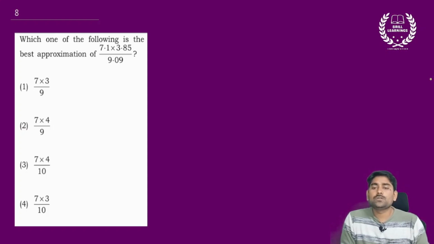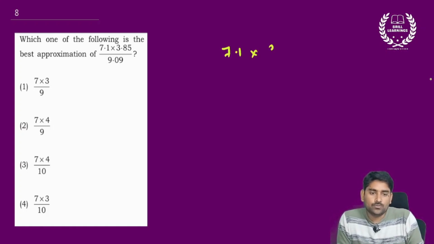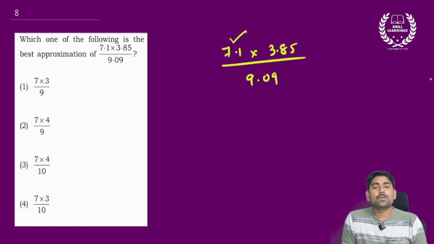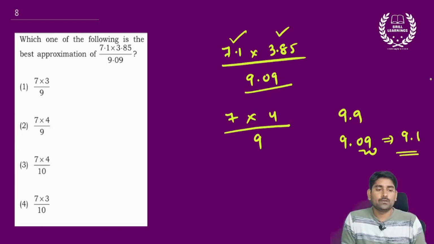Which of the following is the best approximation of 7.1 into 3.85 by 9.09? Here we need to bring all these numbers to the nearest integers. So 7.1 into 3.85 by 9.09. 7.1 is near to 7. So 3.85 is near to 4. And 9.09 is near to 9. They have not given 9.9. They have given 9.09, which is almost equal to 9.1. Okay. So this is our answer.